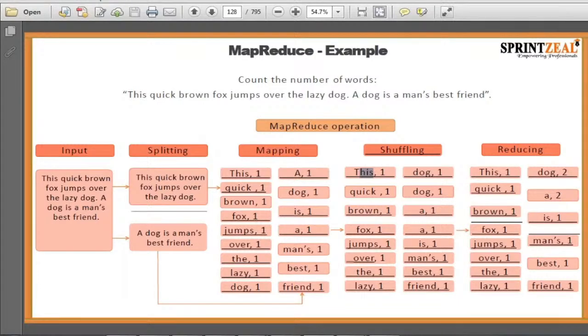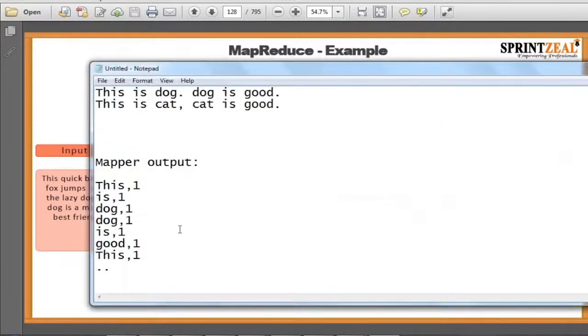Why is shuffling necessary? Very good question. Shuffling is necessary because we have to bring the logical data together in order to reduce it. For example, in this case, I have 2 dogs. Unless I bring these 2 dogs together, I cannot reduce it and cannot find out the count.